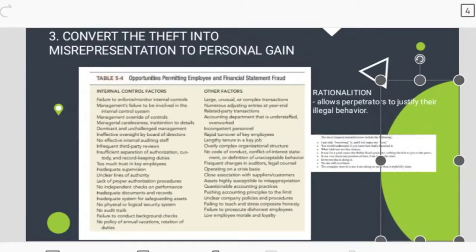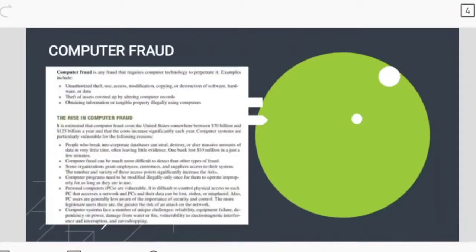So next is computer fraud. Computer fraud is any fraud that requires computer technology to perpetrate it. Examples include unauthorized theft, use, access, modification, and copying or destruction of software, hardware, or data, theft of assets covered up by altering computer records, and obtaining information or property illegally using computers.